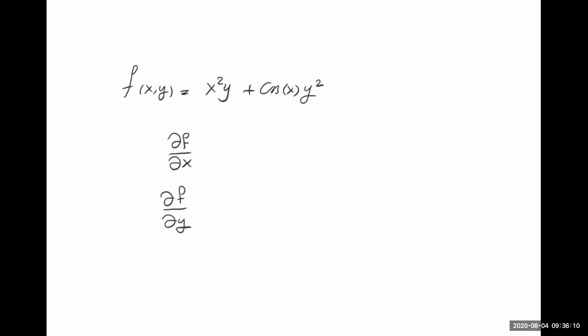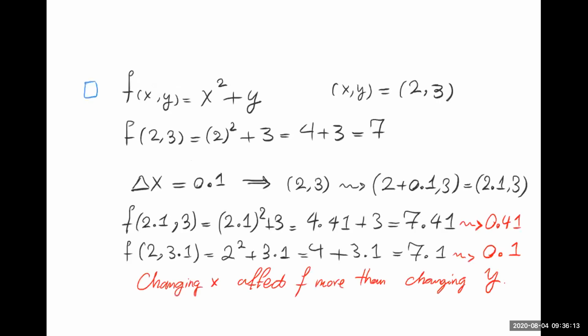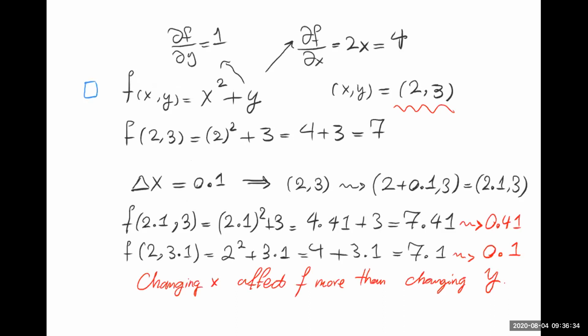So if we look at the previous question, here we can say the derivative of f with respect to x is 2x. And at this point, 2 and 3, 2x is equal to 4. x is equal to 2, right? But the derivative of f with respect to y is equal to 1. It shows f is affected more if we change x rather than if we change y. The partial derivatives show us how much the value of the function depends on something.